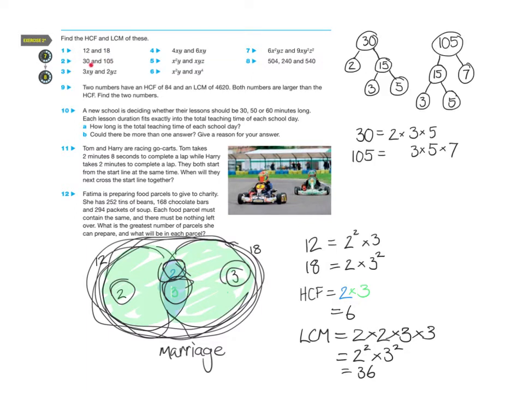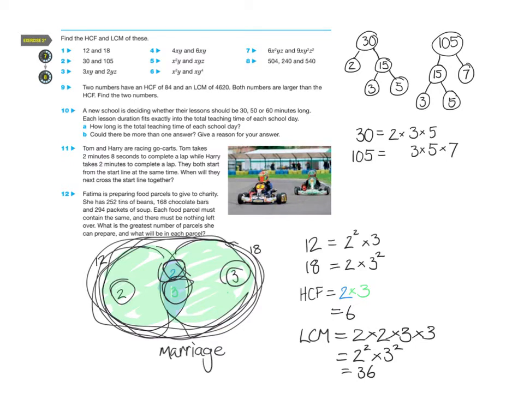Right, so with question 2, I have started it over here where I found 30 as a product of its prime factors using the tree method, and 105 as a product of its prime factors, also using the tree method. You'll see that I've left a funny little gap over here because I want to show you an alternative way of doing highest common factor and lowest common multiple.